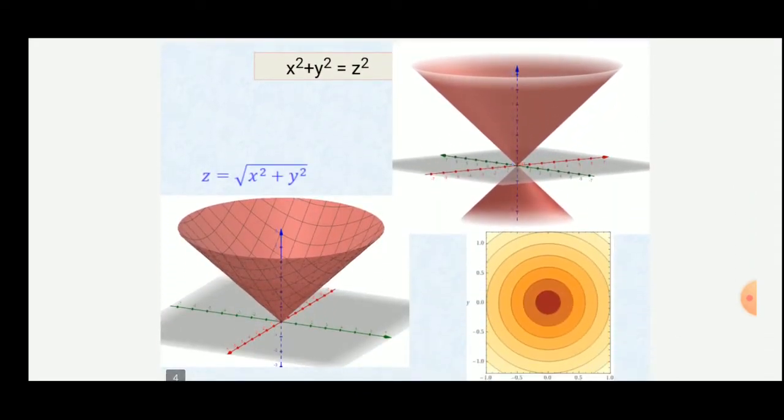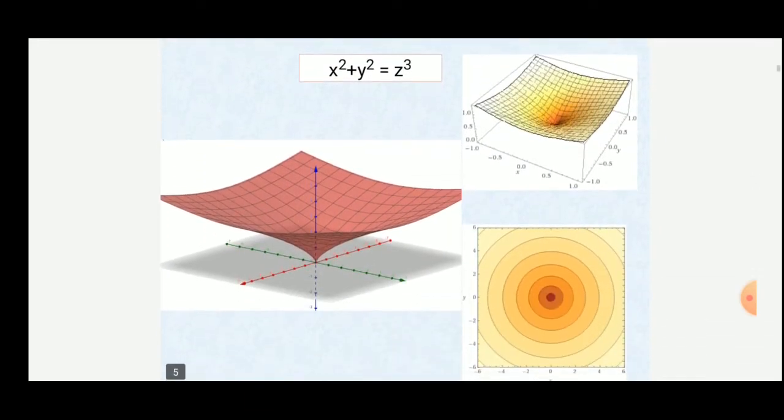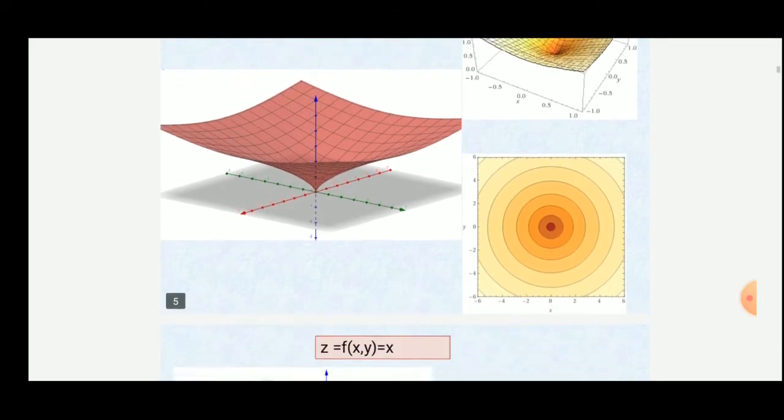The next one is f equal to square root of x square plus y square. The surface is a cone, and again the level curves will be circles in the domain. Next one is z equal to cube root of x square plus y square. In this case also the level curves will be circles in the domain centered at the origin.